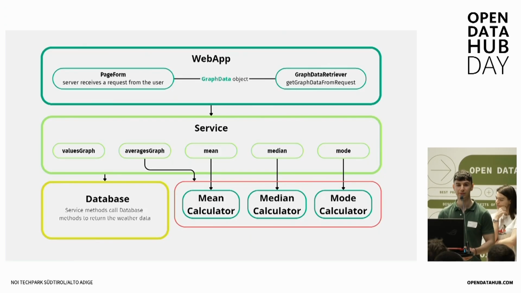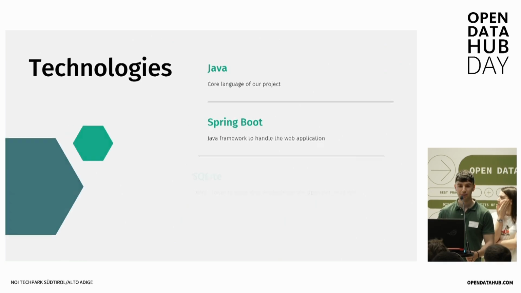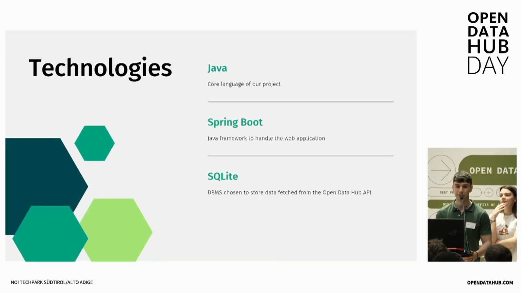So, in this slide, we can see how we divided our application and how the different parts communicate with each other. We can see the mean, the median, and the mode calculator, as my colleague said before. And these are the main technologies we use to develop our application.